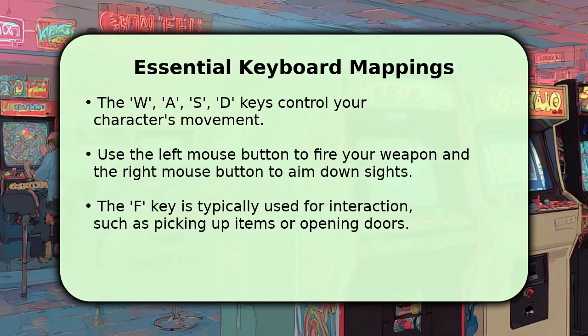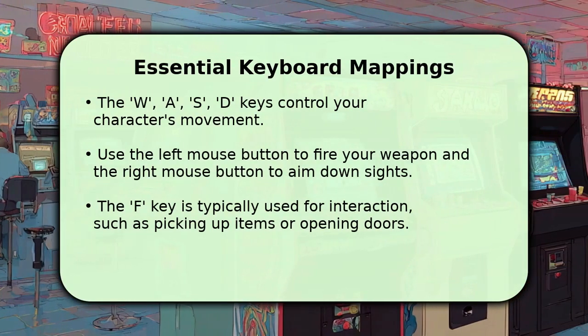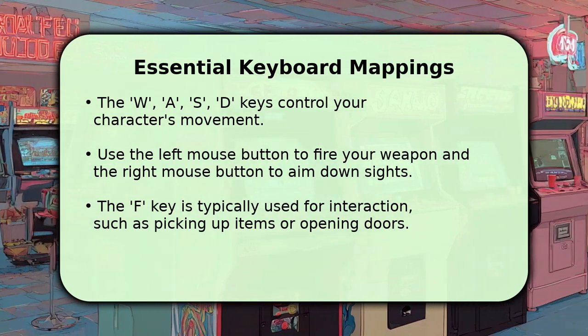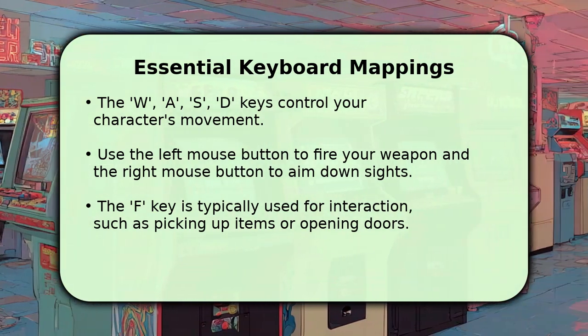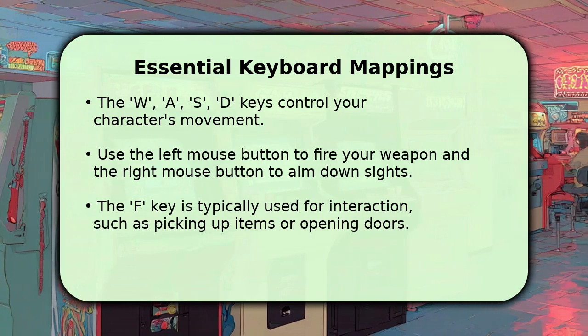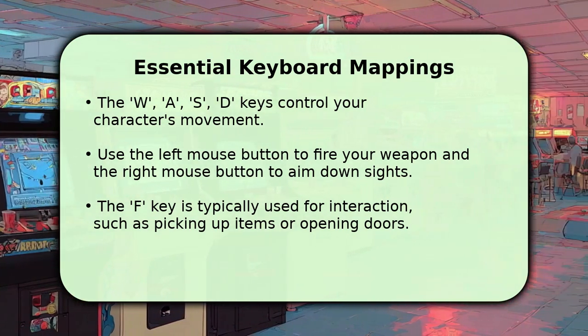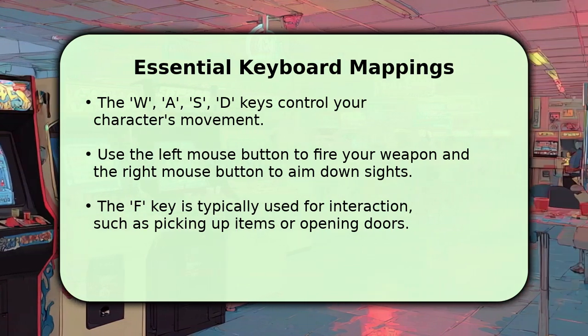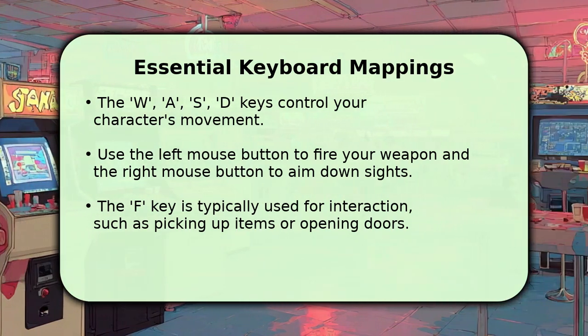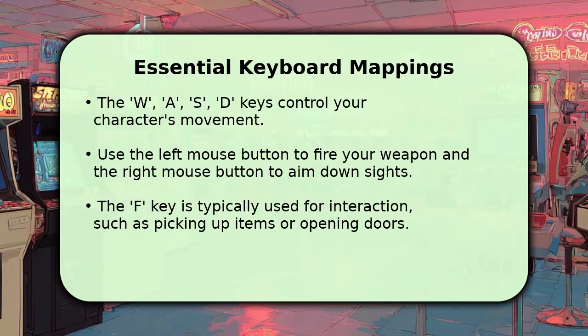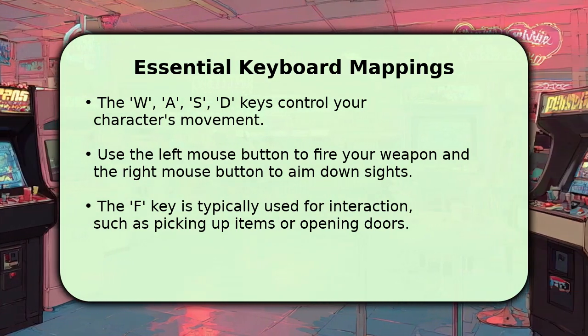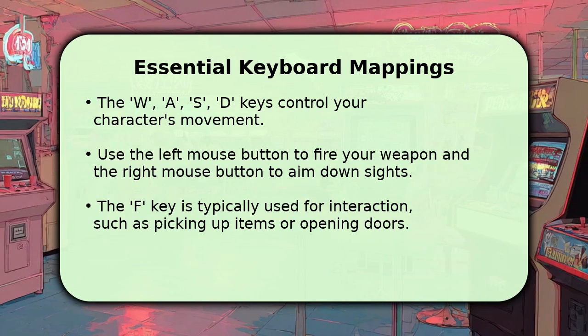Once in the game, the fundamental controls are quite intuitive, resembling many PC shooter titles. You will use the W, A, S, D keys to move your character around the map. To engage enemies, the left mouse button will fire your weapon, and the right mouse button will allow you to aim down sights for better accuracy. Remember to use the F key for all your basic interactions within the game world.